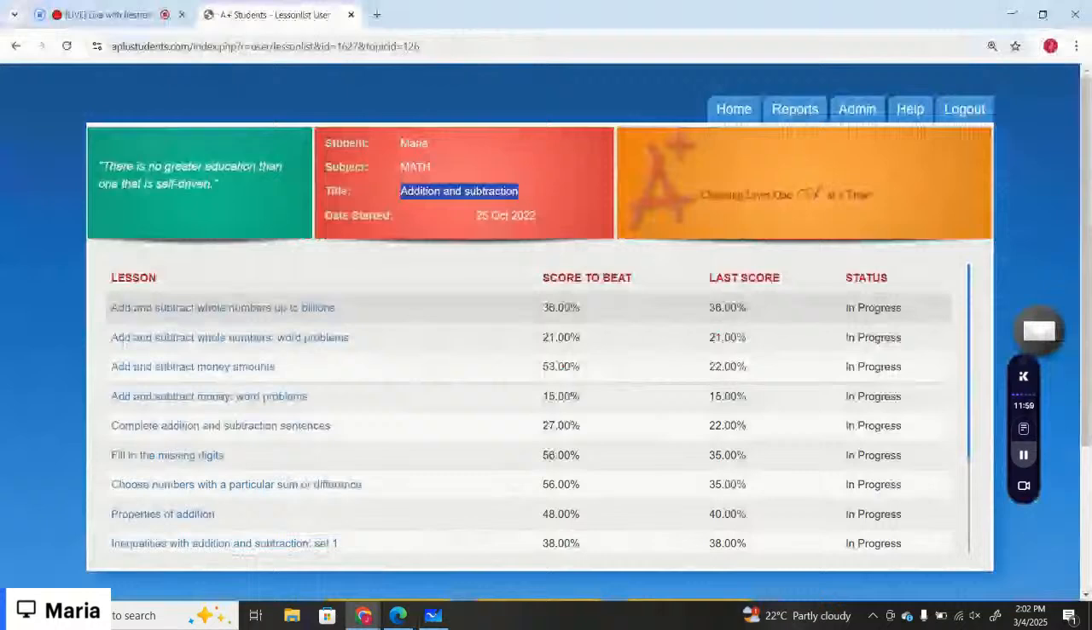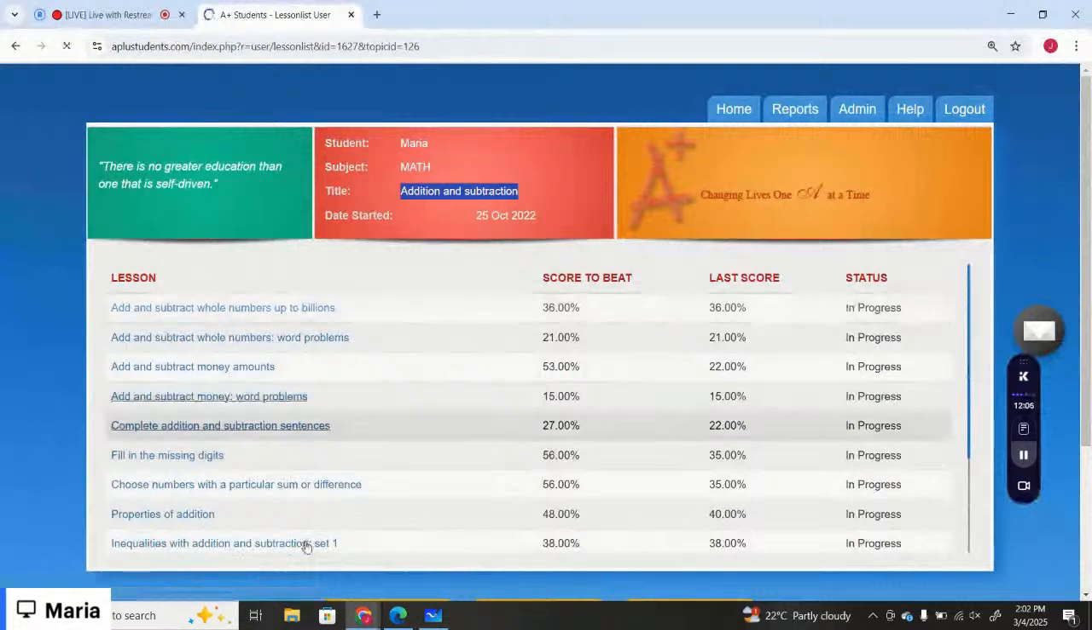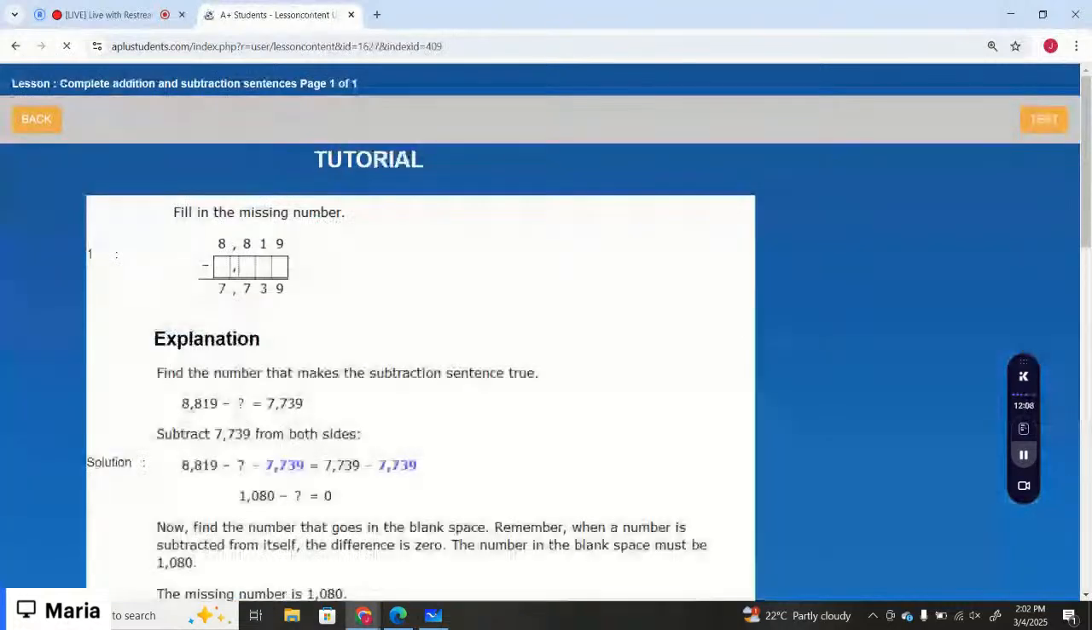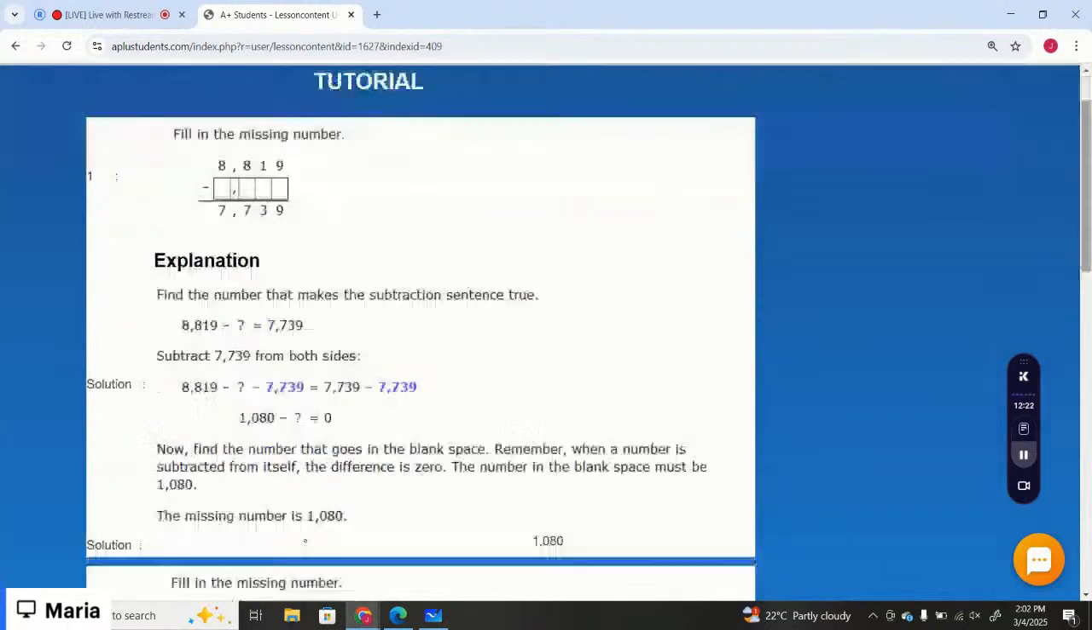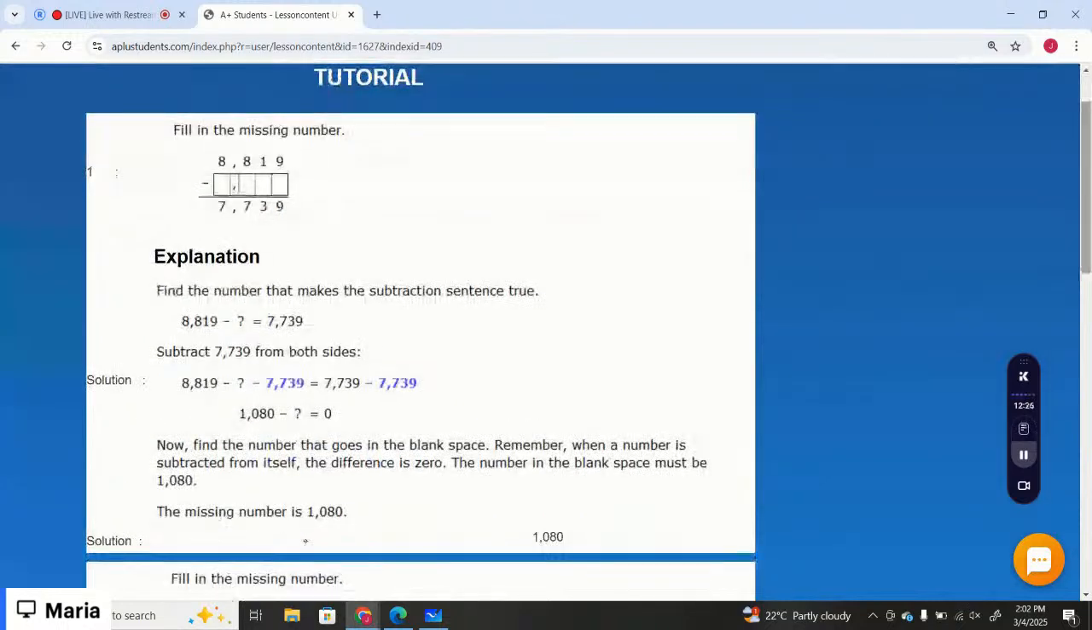Grade 5 math, the chapter we're on right now is addition and subtraction. Let's start with the lesson that is complete addition and subtraction sentences. Fill in the missing number: 8,819 minus the missing number equals 7,739. So how do you find the missing number?